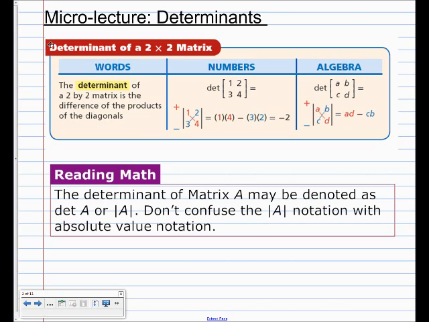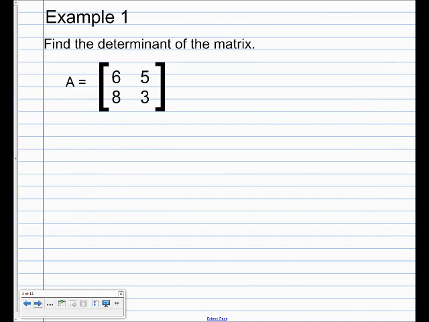All right, so the way we're going to do this is we're going to multiply the diagonals. So we're going to find the product of the diagonals and then subtract them. All right? Product of the diagonals and subtract them. So let's try this. Matrix A.